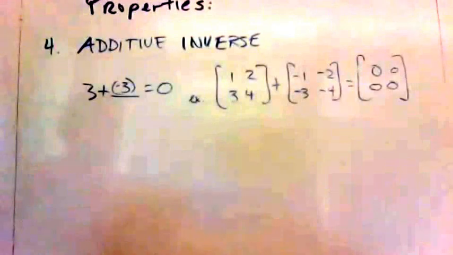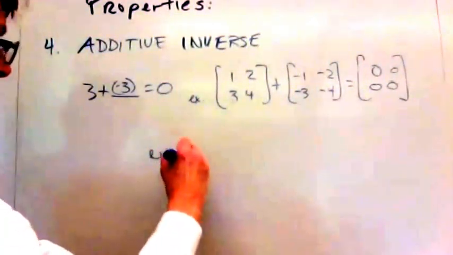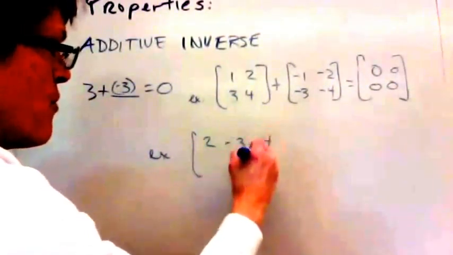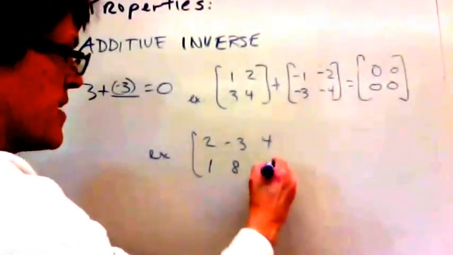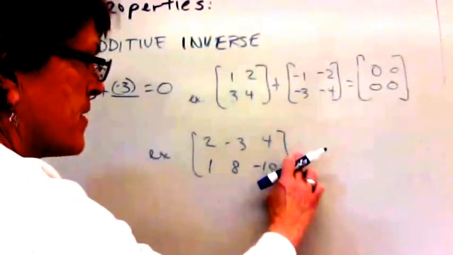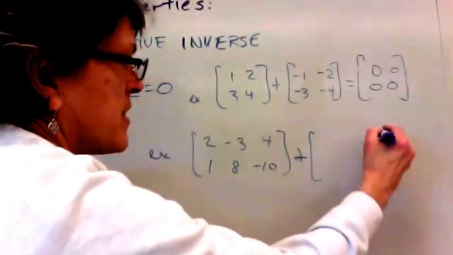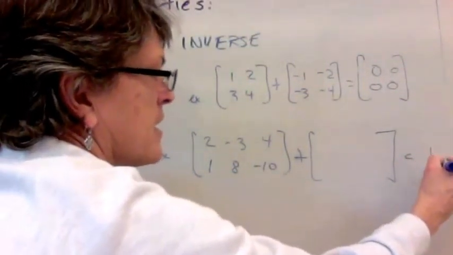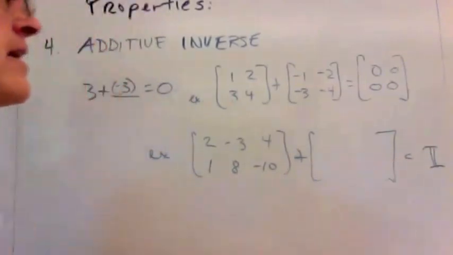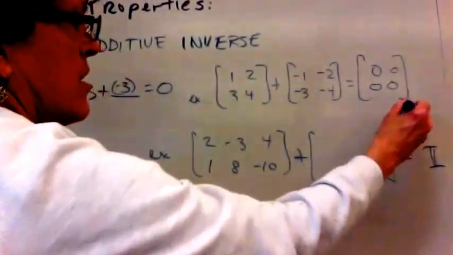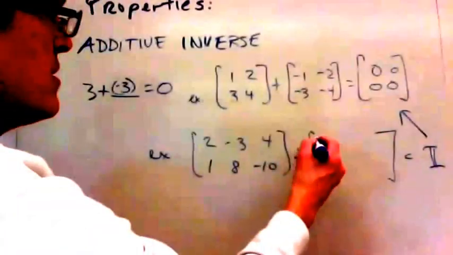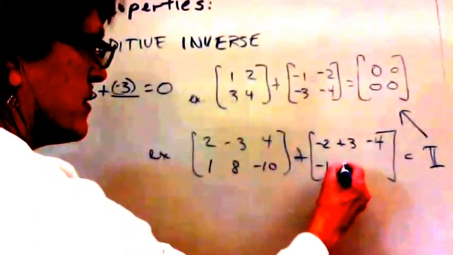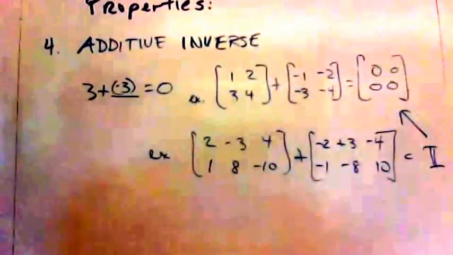So once again, this will work for all sorts of matrices. We could have a 2, negative 3, 4, 1, 8, negative 10, a 2 by 3. And if you wanted to add something to that to get the additive identity, which is this, what would you add? Well, obviously, the opposite sign of all the entries in the first matrix. Okay.